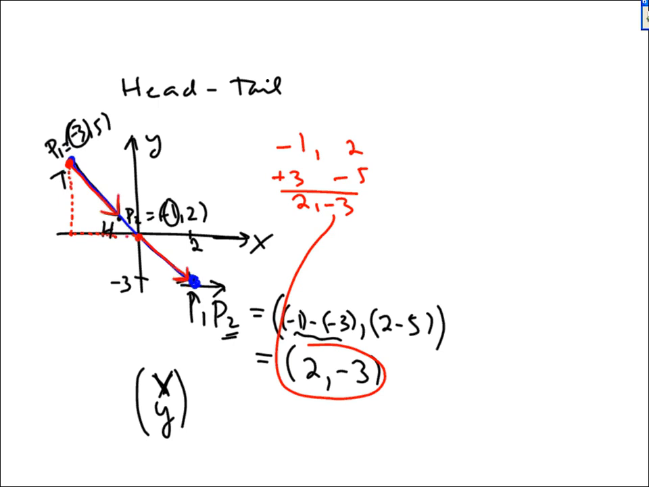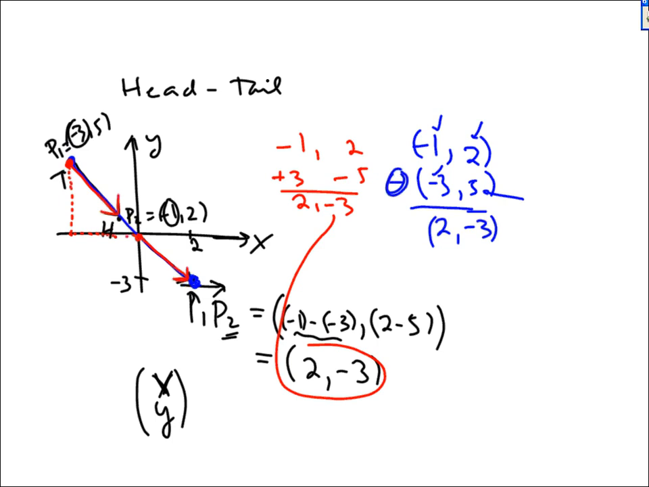If you prefer, since I did say you subtract, you take the head, negative 1, 2, and you minus the tail, which is negative 3, 5. And this number minus that number is 2, and that number minus that number is negative 3. However you like to do it, you need to find out where the head goes. The tail is going to go to the origin.